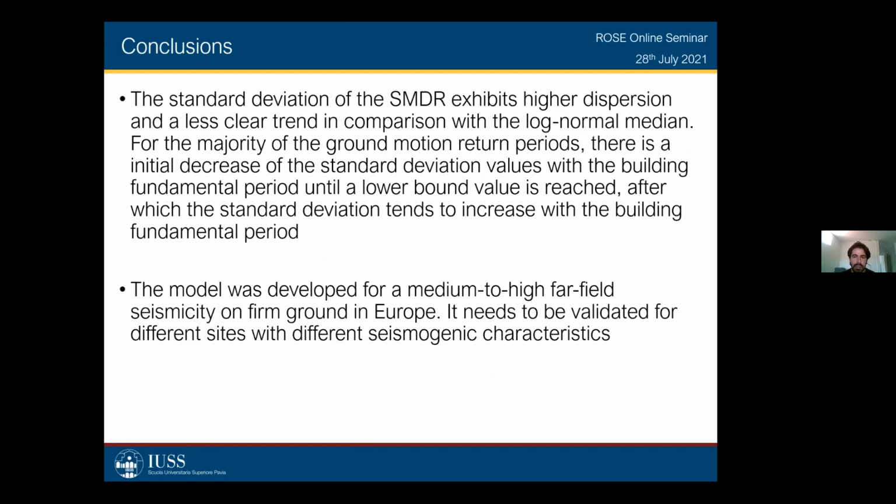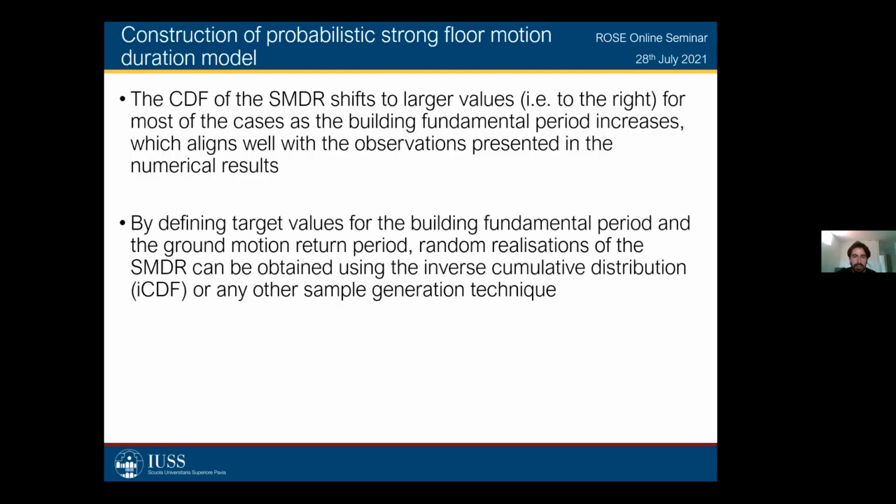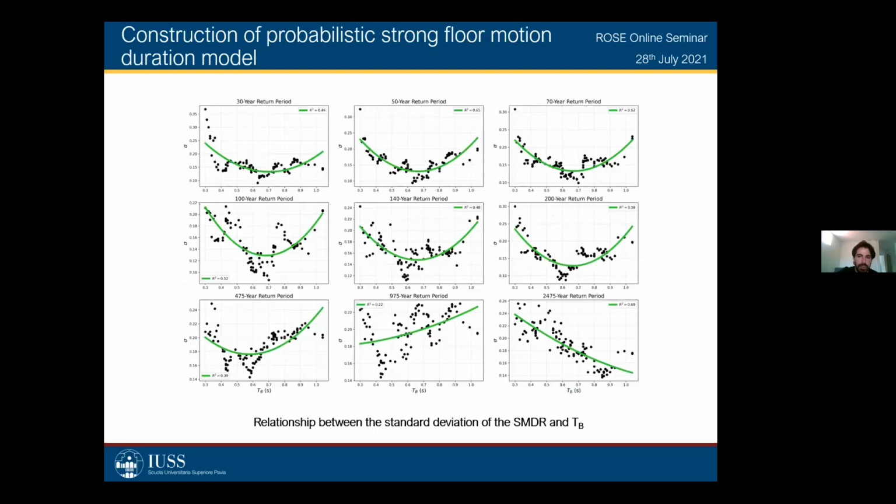Regarding the standard deviation, as I mentioned before, it exhibits a high dispersion and a less clear trend in comparison to the log-normal median. For the majority of the ground motion return periods, there is an initial decrease of the standard deviation values with the building fundamental period until a lower bound value is reached, after which the standard deviation tends to increase with the fundamental period. That is more or less what I showed you in these plots over here. As you can see, for most of the cases, we have an initial decrease with the fundamental period, we reach a lower bound, and then it starts increasing again for most of the return periods, with the exception of the last two.